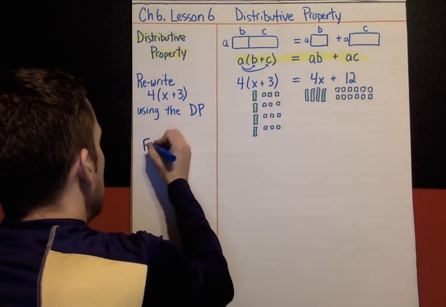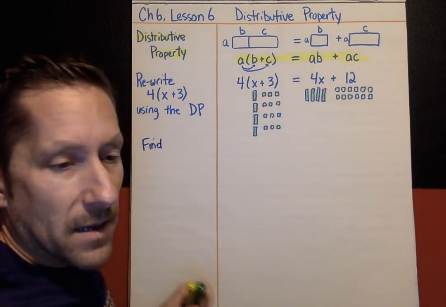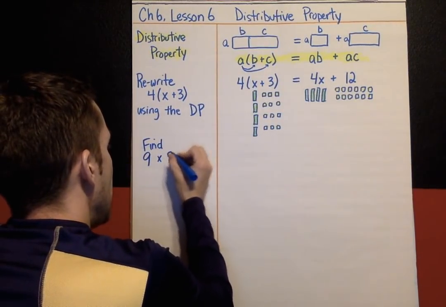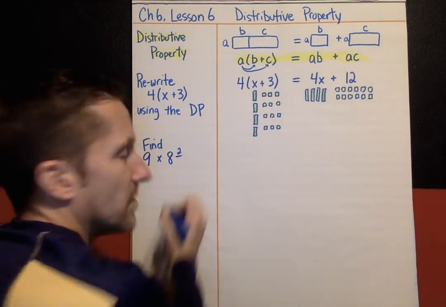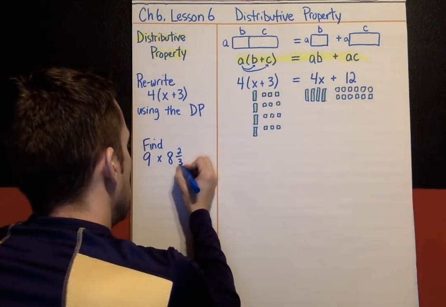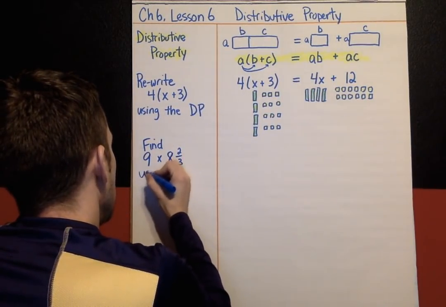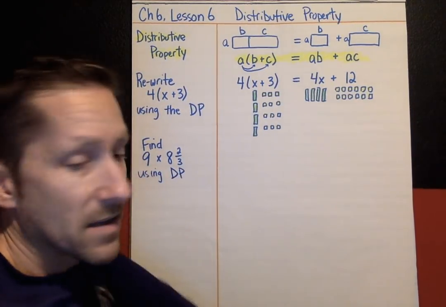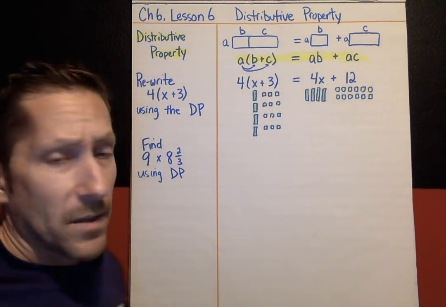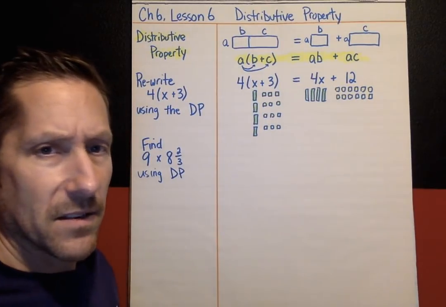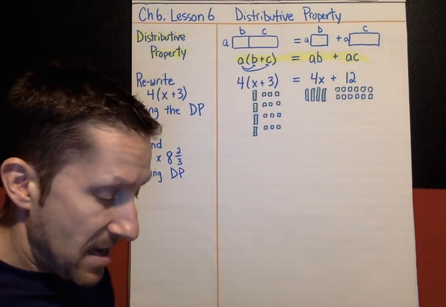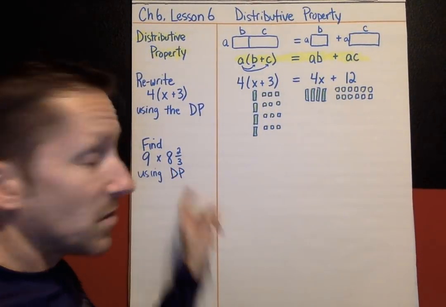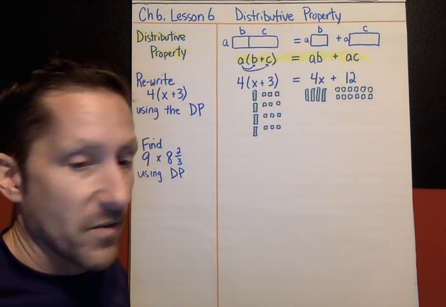Find 9 times 8 2/3 using the distributive property. In your book, the practice sometimes says find these things mentally. If it says mentally, for today, we're going to use the distributive property.